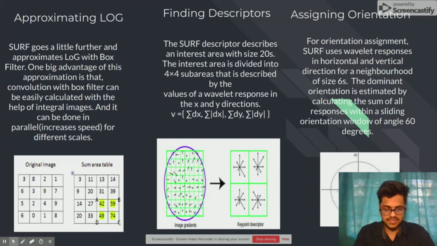Descriptors are found using wavelet response in the neighborhood of the key point, which is sped up with the use of integral images. Orientation is assigned using wavelet response and categorizing them into bins of 60° each, rather than the 10° bins used by the SIFT algorithm.